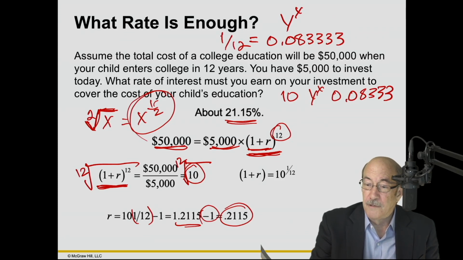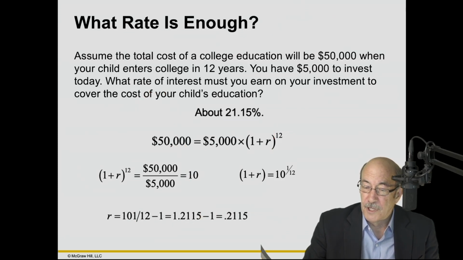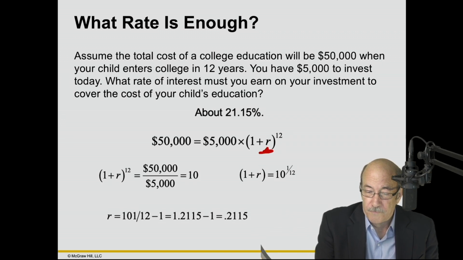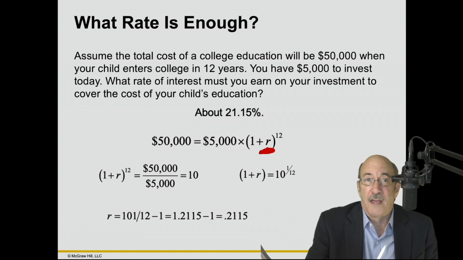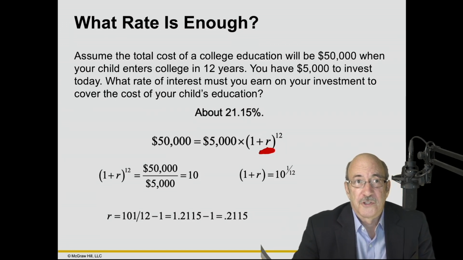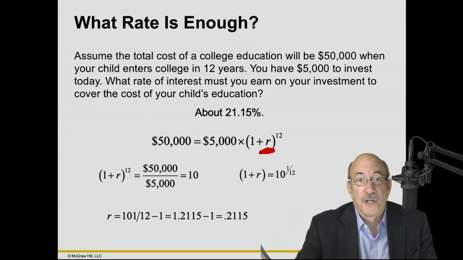And then finally, sorry, I've got these markings on here. Finally, we want to look for a rate. So we're solving for r in this case. And here's the example. We want to have $50,000 for our child's education. We're going to deposit $5,000 today, and we need the $50,000 in 12 years. What rate do we need to earn to have the $50,000 if we're only depositing $5,000 today?